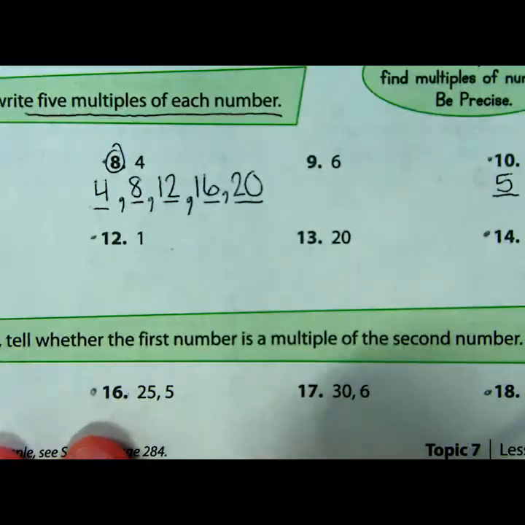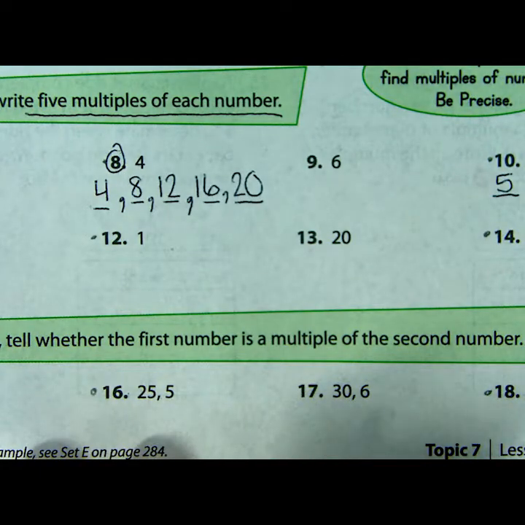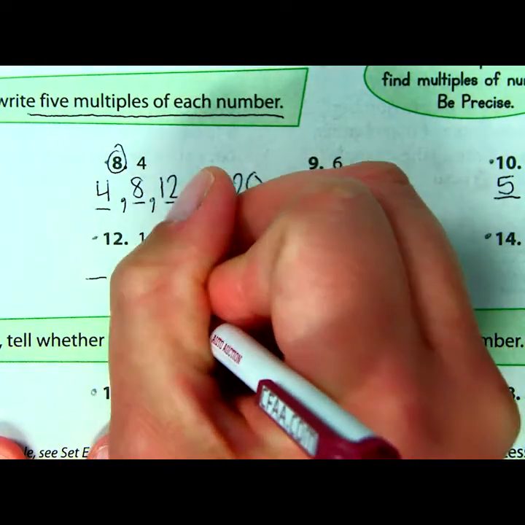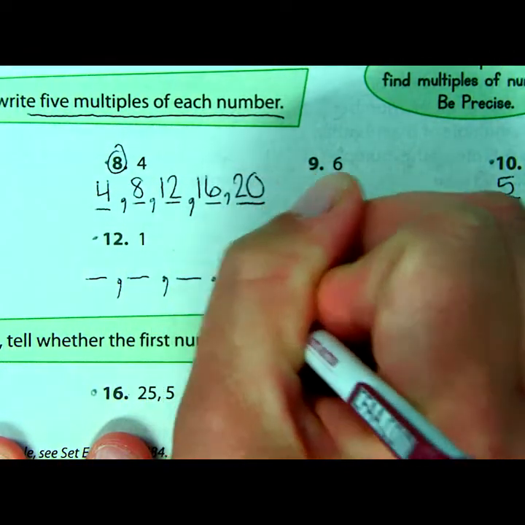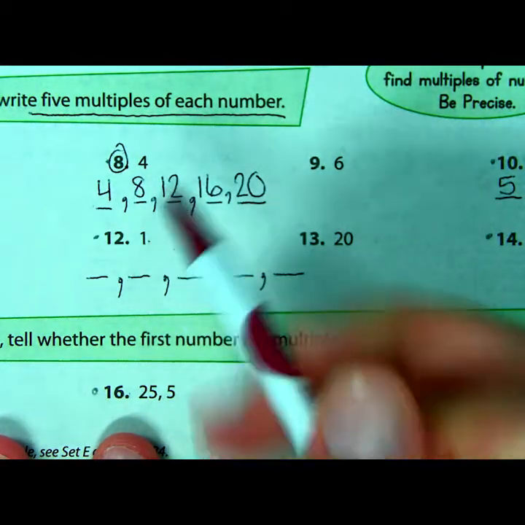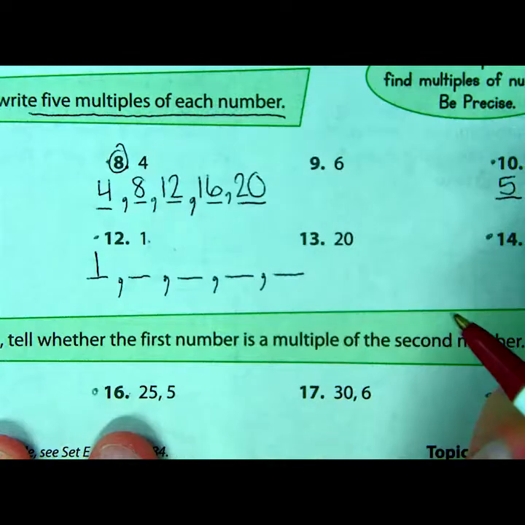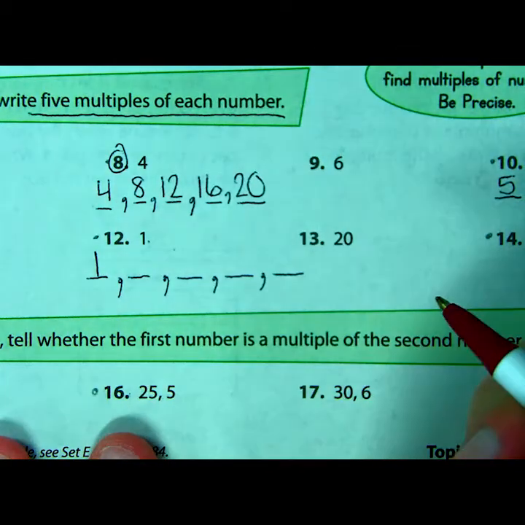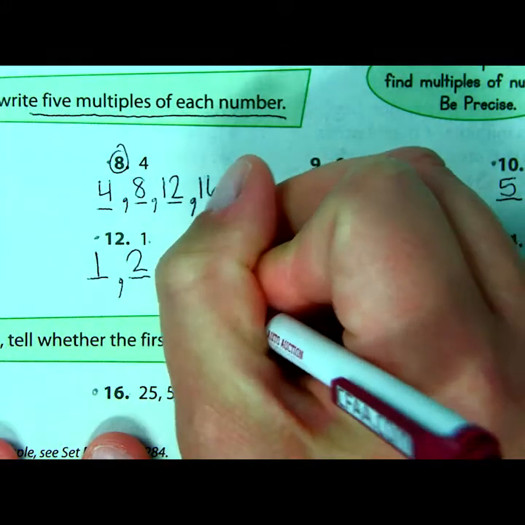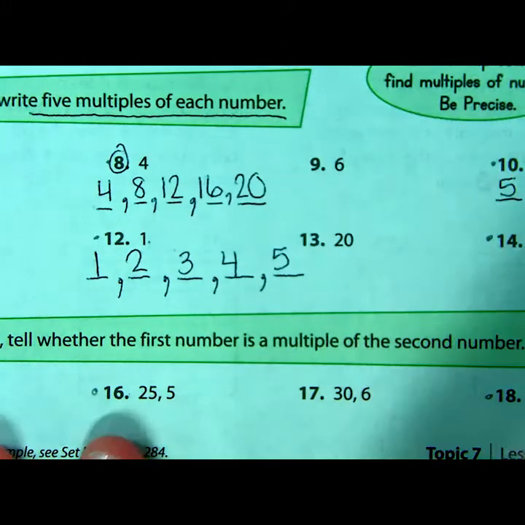Let's look at question number 12. They're not trying to trick you. They want to know the next 5 multiples of 1. So 1, 2, 3, 4, and 5. And yes, we include the first number, so 1 times 1 is equal to 1. And then the next multiple, if you're skip counting by 1s, wouldn't the next one be 2? And then 3, 4, and 5.